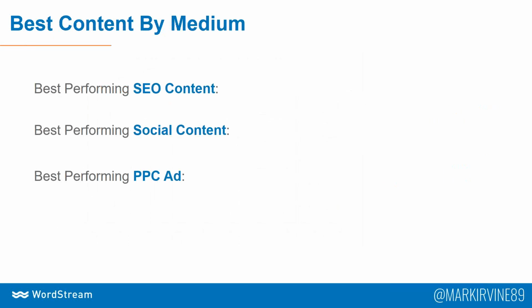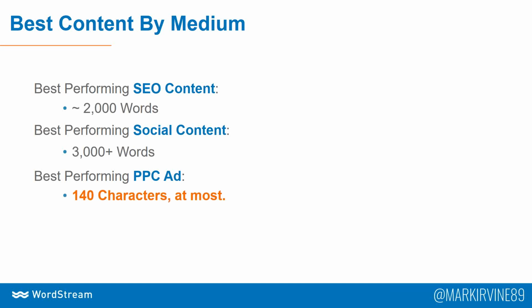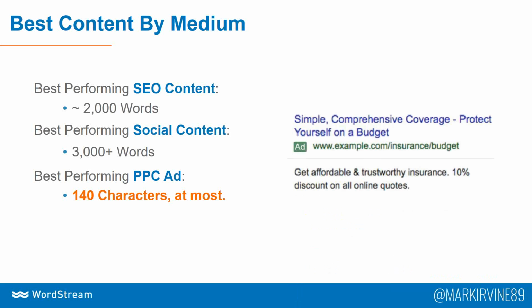When we look at different types of content and the amount of time it takes to write it, we see that SEO content does really well when it's about 2,000 words long or longer. The best performing social content, the stuff that does well on Facebook or Twitter or LinkedIn, is most typically even longer form content of 3,000 words plus. But when we compare that to the best performing paid search ad, it is at most going to be 140 characters.